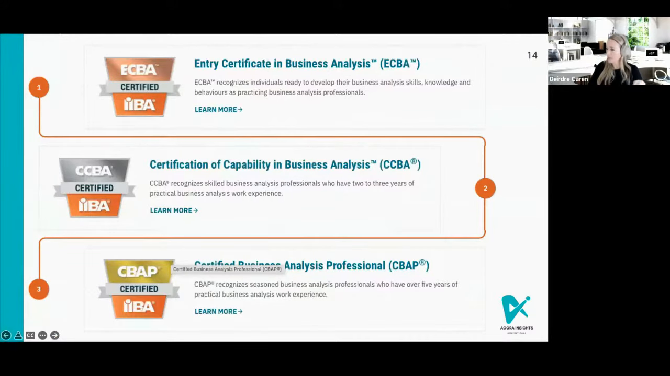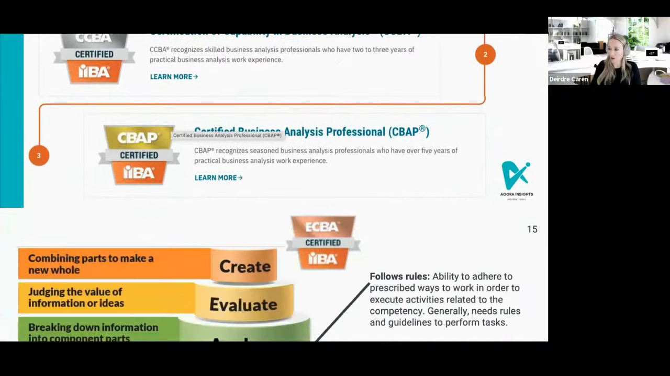So as you know, we've got the different levels of certification with your IIBA. So ECBA, we look at 1 to 3 levels of your Bloom's taxonomy. Obviously, CCBA, you're looking at going a little bit higher than that, but not quite going to the create rules level. And then your CBAP is around your higher levels.